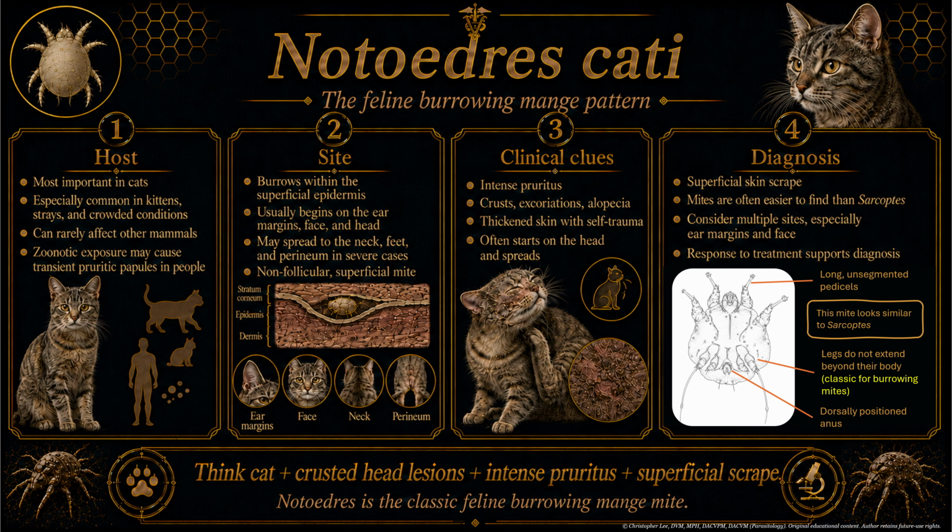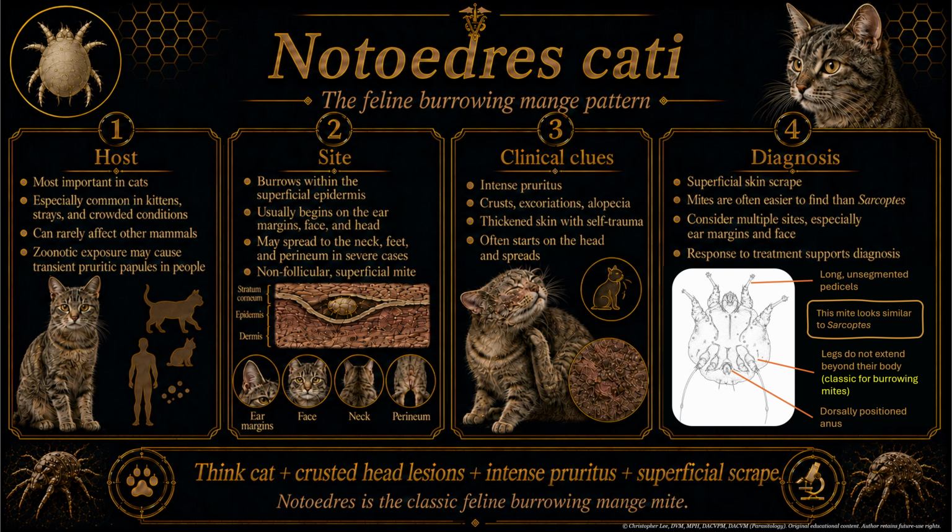Notoedres cati is the feline counterpart to Sarcoptes. It is another burrowing mite, but the host and lesion distribution provide the pattern. Think cat, intense pruritus, and thick crusting that commonly begins along the ear margins, face, and head. In severe cases, lesions may extend down the neck, involve the feet or limbs, and eventually become generalized.